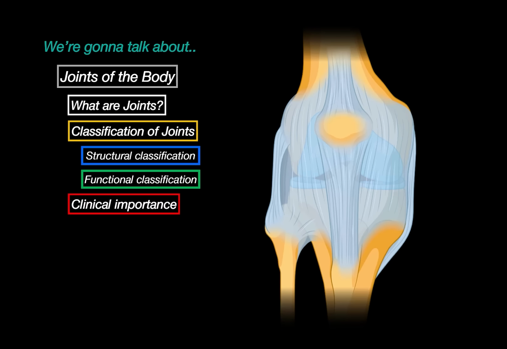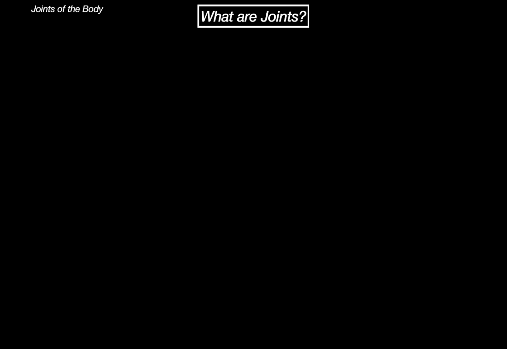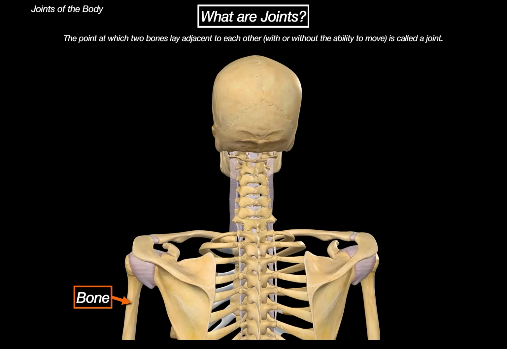Alright, let's get started. So, what are joints? Just in simple terms, the point at which two bones lay adjacent to each other with or without the ability to move is called a joint. Let's visualize this. Here we see a bone, here is another bone. The point at which they lay adjacent to each other is a joint.